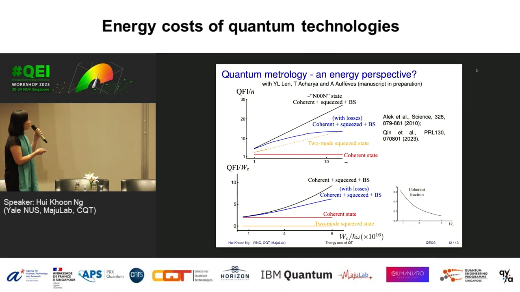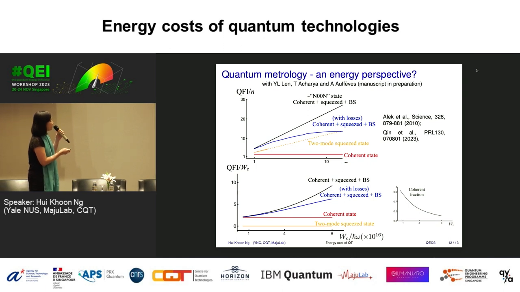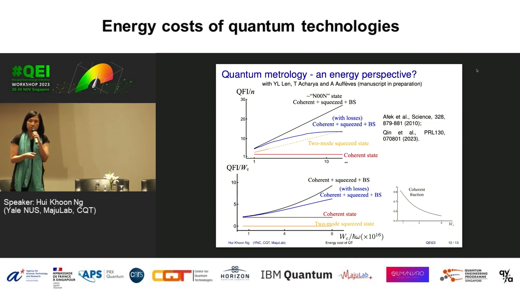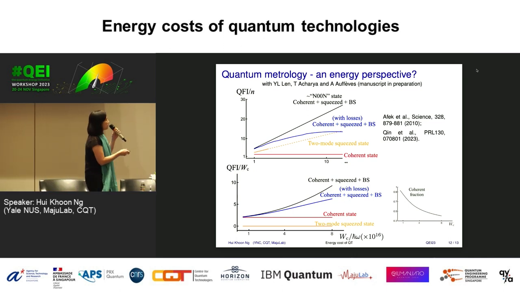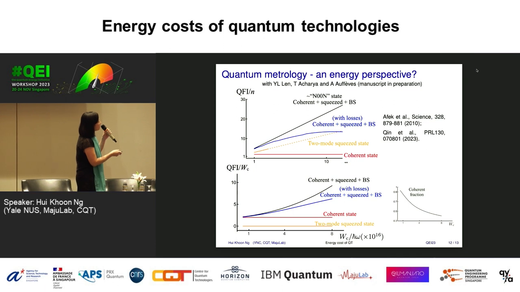The graph comes from me looking at a given WC value, and then I optimize the fraction that I will assign to the coherent state part versus the squeeze state part. As you go down to this WC value, right at the beginning most of the energy is actually in the coherent state and not in the squeeze state.